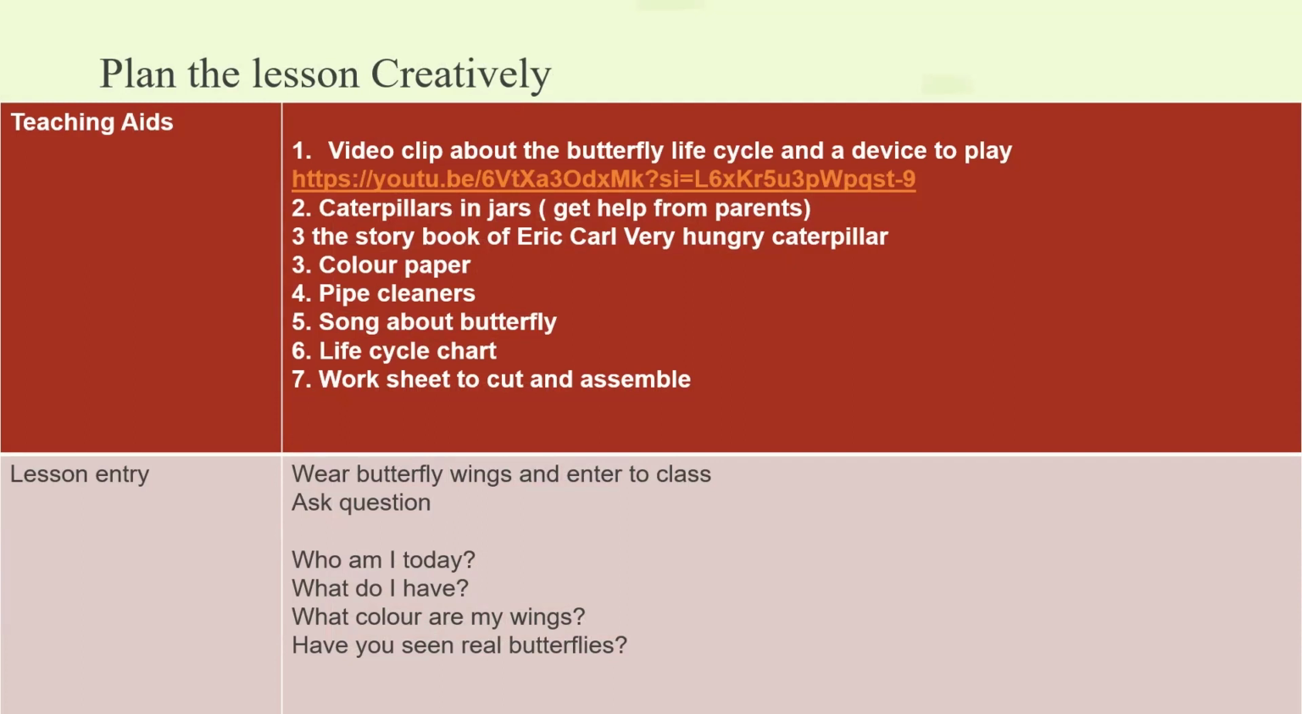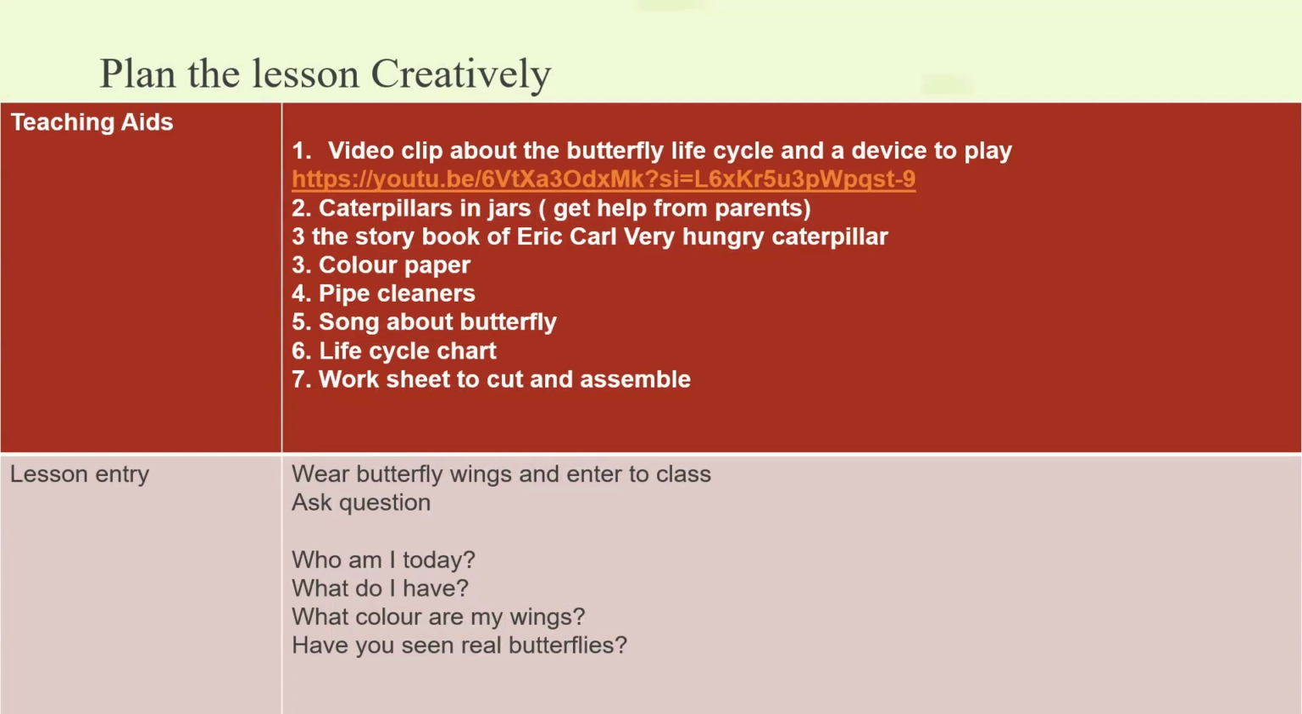Also, I'm going to use the storybook of Eric Carle. It's a very nice story. The story is The Very Hungry Caterpillar. I will need color papers and pipe cleaners for the origami activity. I'm going to use a song about a butterfly and let them sing. Also, a chart with the life cycle and a worksheet to cut and assemble.